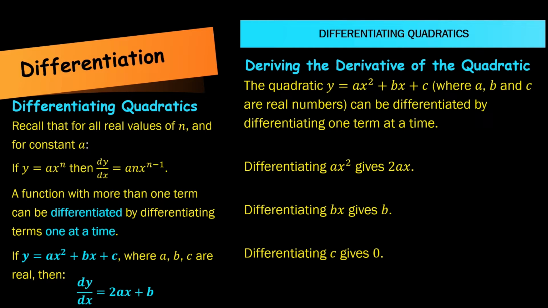Now, if y equals ax squared plus bx plus c, where a, b and c are real, then dy dx equals the sum of these, so it equals 2ax plus b. So here's y equals ax squared plus bx plus c, and here's 2ax plus b plus 0.